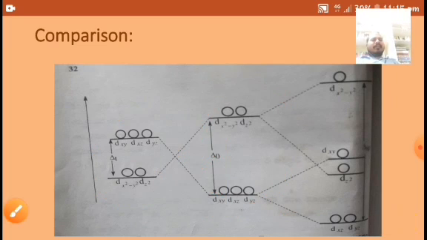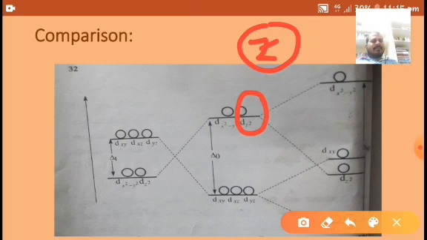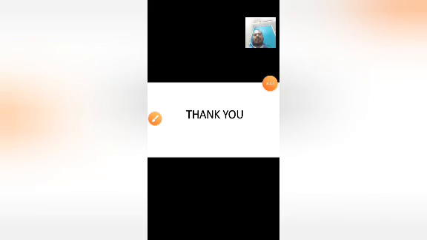After that, there are no ligands along the z axis in square planar complexes. So z orbital energy will be decreased. So dz square energy will be decreased here, and dyz and dzx energy will be decreased. Dxy energy will be increased. Here dx square minus y square energy will be increased. So I tried to explain d orbital splitting in octahedral, tetrahedral and square planar complexes again in this video, and tried to compare them.